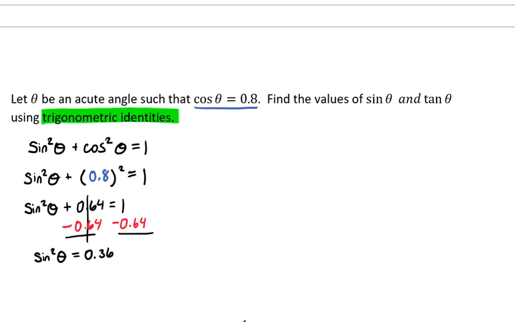That's going to give us that the sine squared of theta equals 0.36. But we didn't want the sine squared of theta, we wanted the sine of theta. So we can square root both sides, and that's going to tell us that the sine of theta is 0.6.